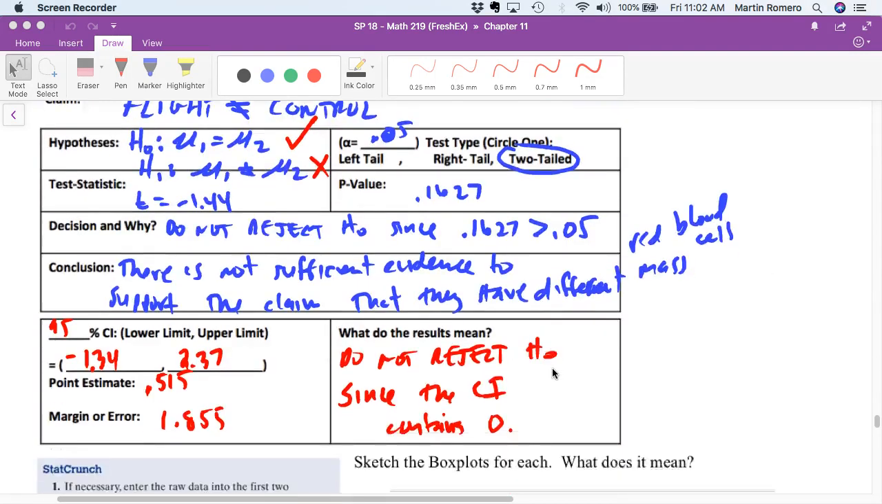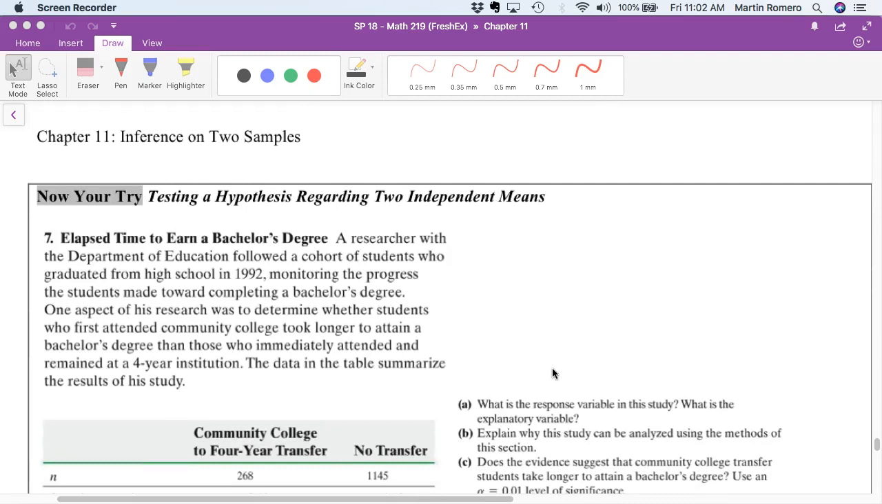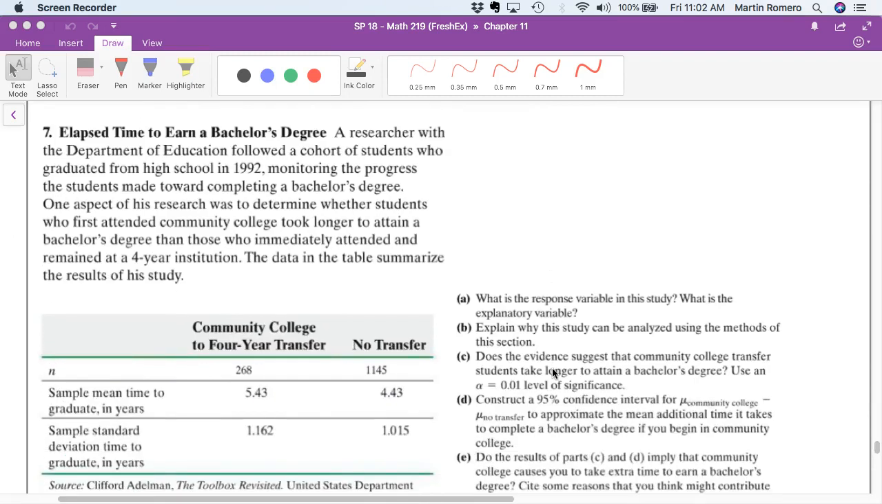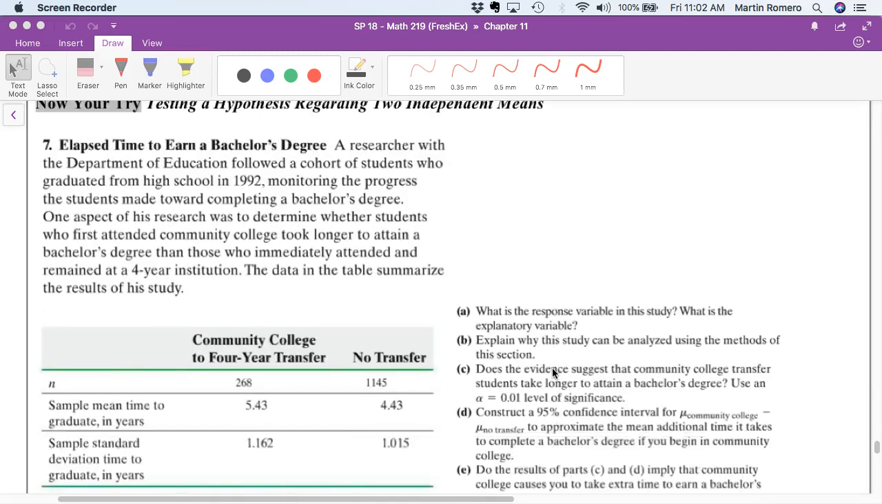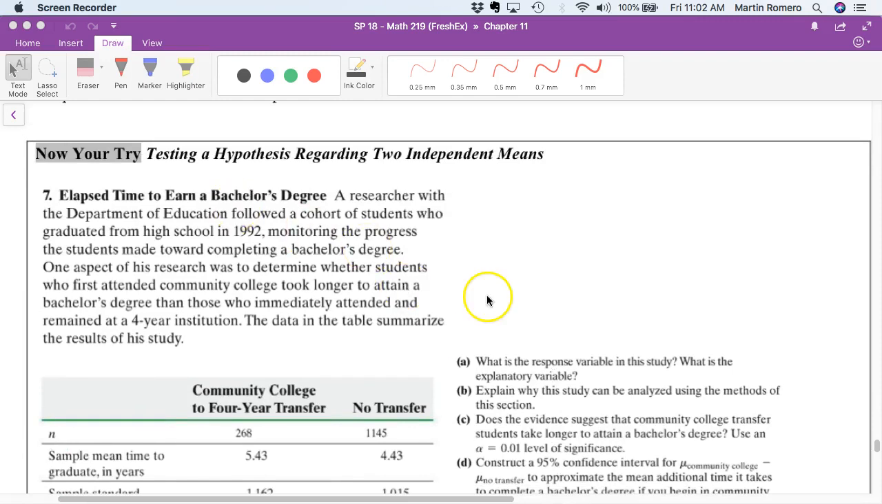This is part 2 of chapter 11.3. We have one more example to do just so you can get some more practice. So here is the situation.